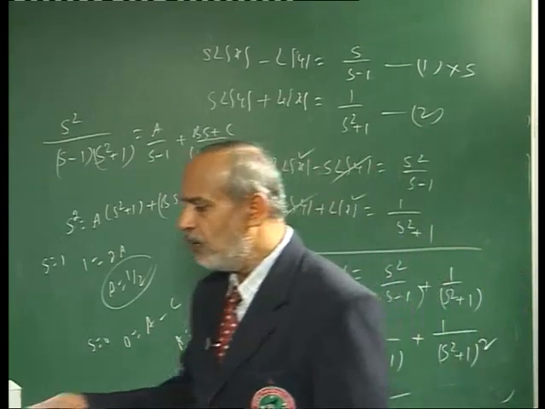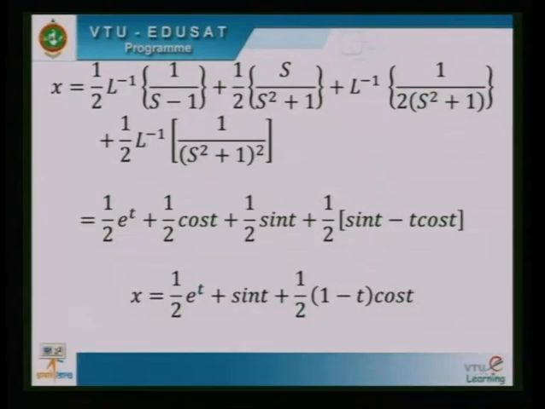Then you can apply the inverse. X is equal to 1 by 2 L inverse of 1 divided by s minus 1, plus 1 by 2 L inverse of s divided by s squared plus 1, plus L inverse of 1 by 2 into 1 by s squared plus 1, plus 1 by 2 into L inverse of 1 divided by s squared plus 1 whole squared.